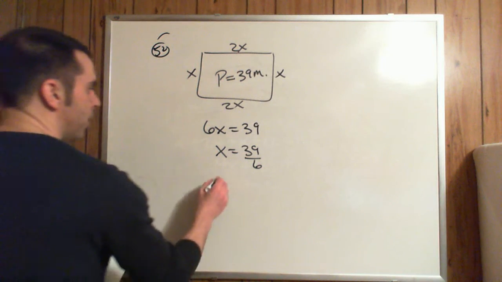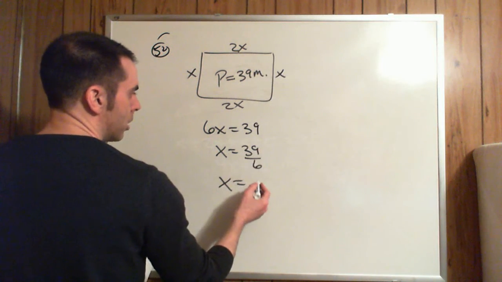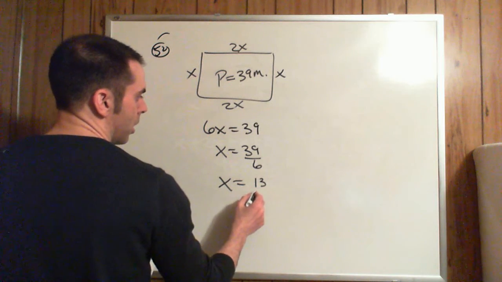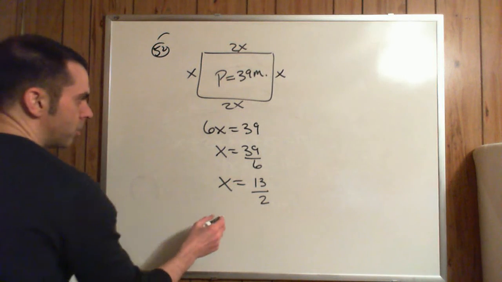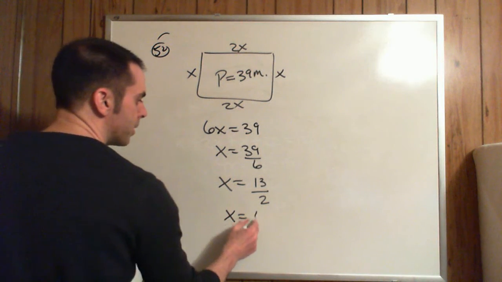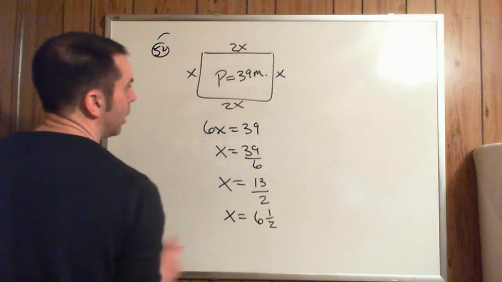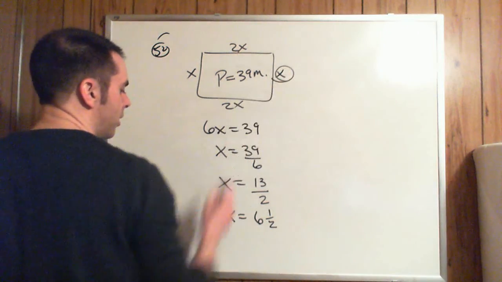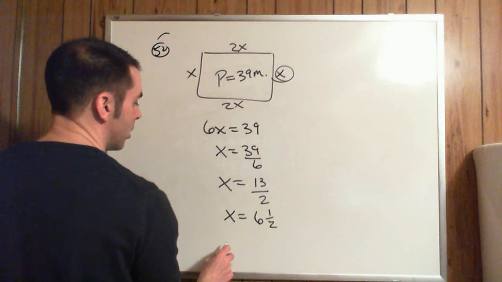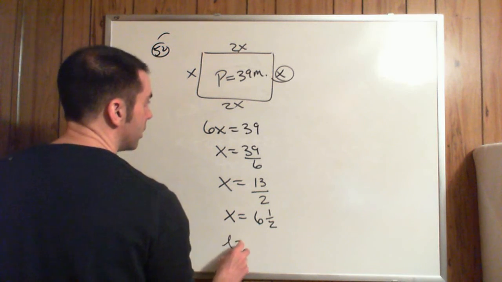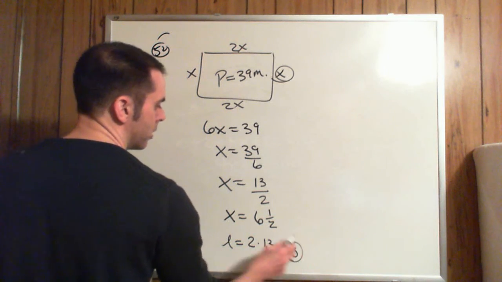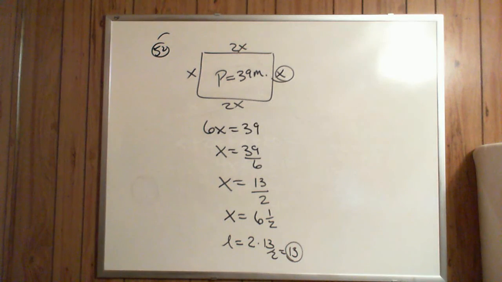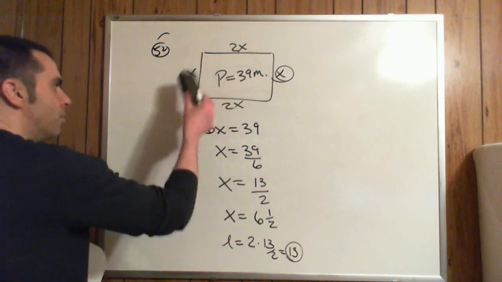You can simplify that. 3 goes into here 13 times, and 3 goes into here twice. So you could say that x is equal to 6.5. So that means the width is 6.5, and the length is 2 times 13 halves, or 13. So it's 6.5 by 13 would be the dimensions. Perimeter means the sum of all the sides.